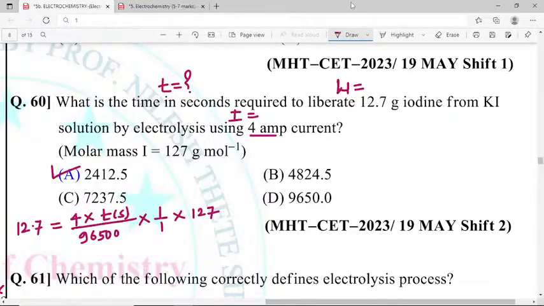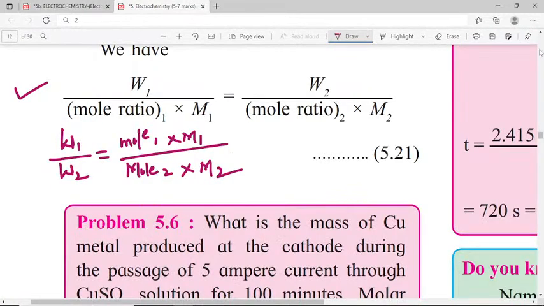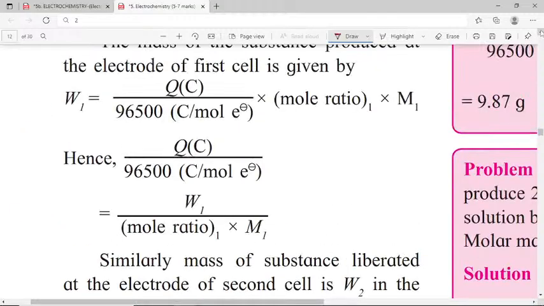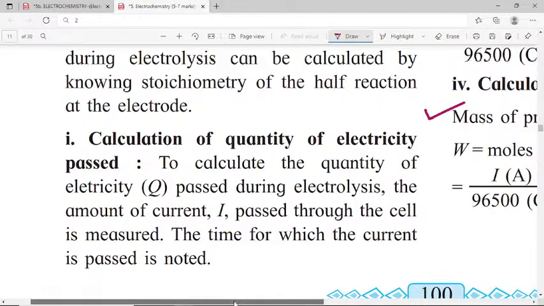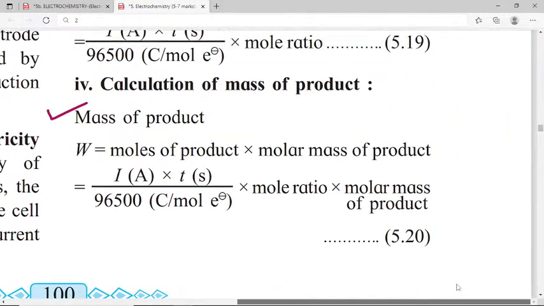I am using the formula. This is the formula here. Mass of product formed is equal to current in ampere, time in second divided by 96500 coulomb multiplied by mole ratio multiplied by molar mass. Mole ratio of iodine is 1/1.